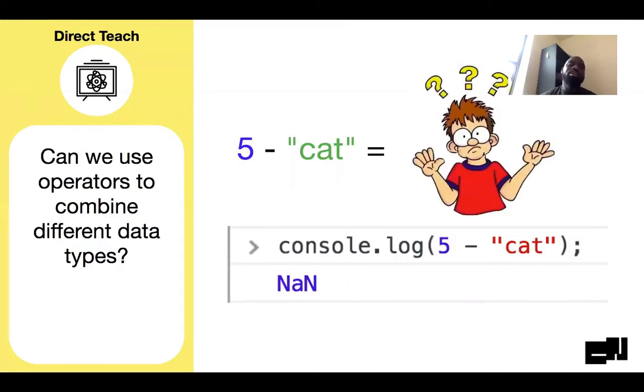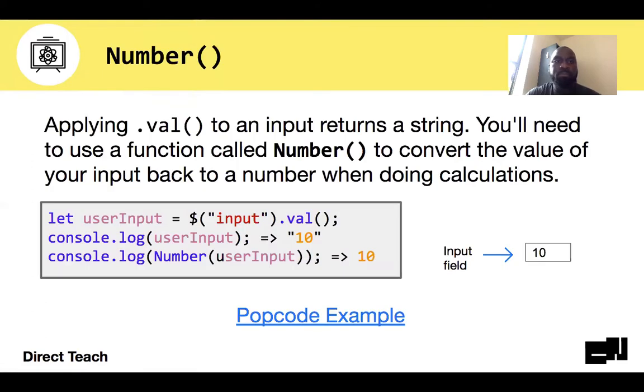All right. Can we use operators to combine different types of data? Not really, right? You don't want to subtract a string from a number, because what would that give you? So not in JavaScript. You don't want to do that in JavaScript, okay? One more hint, you may have seen this last year in your intro class: applying .val to an input returns a string. So in order to turn that string back to a number, if somebody inputs a number, you need to use a function called Number. So to convert the value of your input back to a number when doing calculations, you'll need to do that.